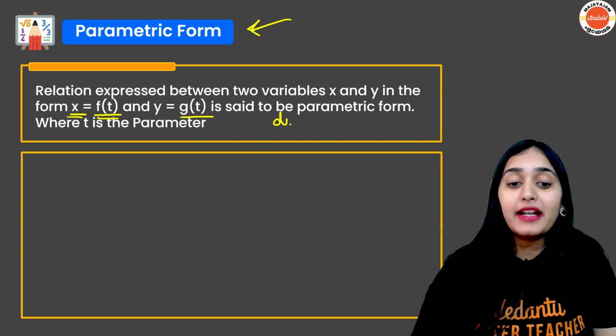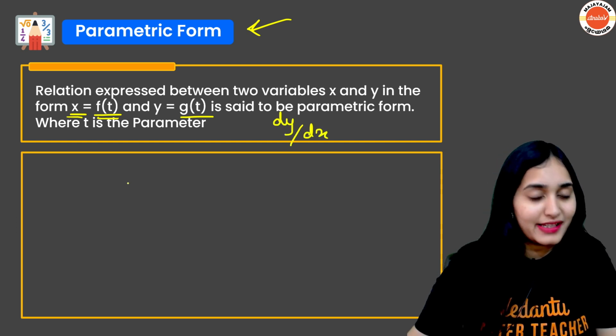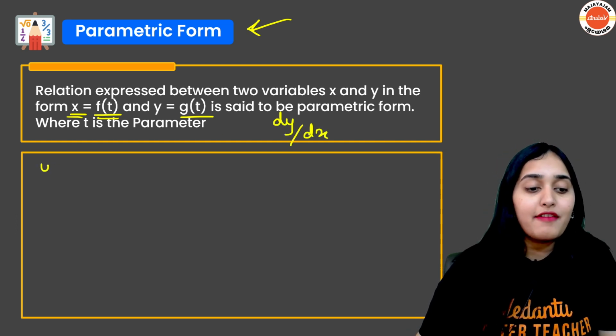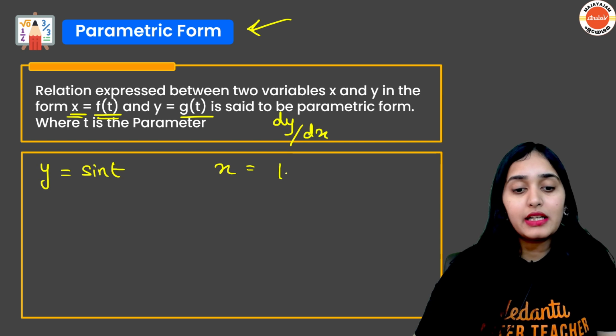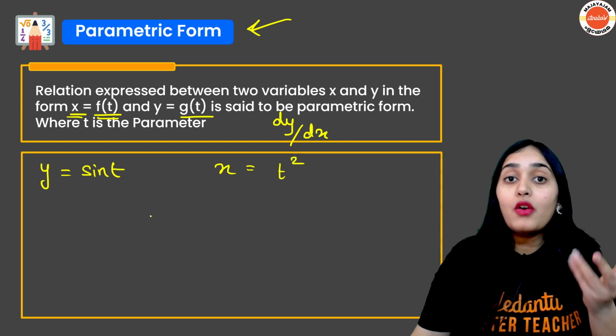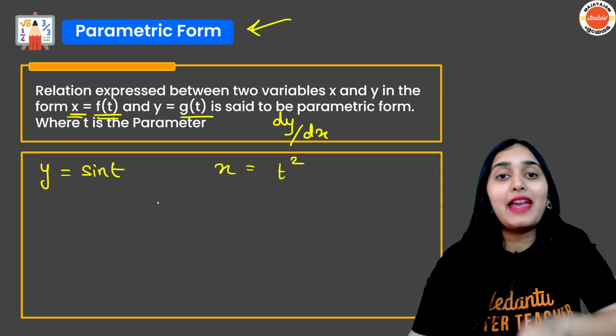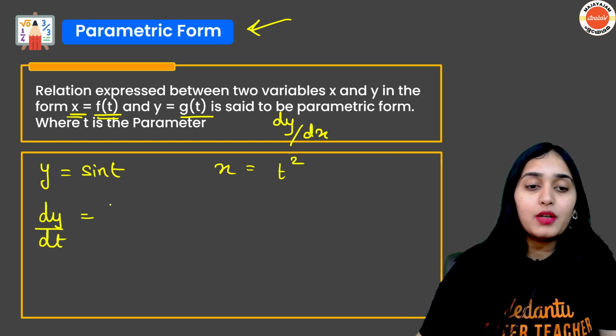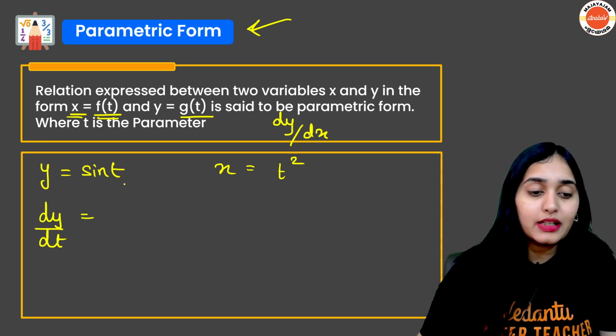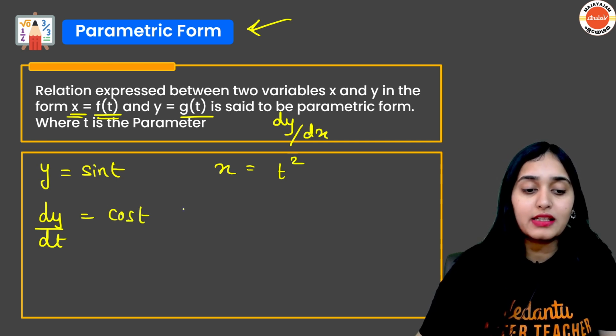Then how will you find out dy by dx? For example, suppose you have y is equal to sine t and x is equal to t square. Then how will you find out dy by dx? For that, first you find out dy by dt. Differentiate it with respect to t. So you will get sine t differentiation, cos t.